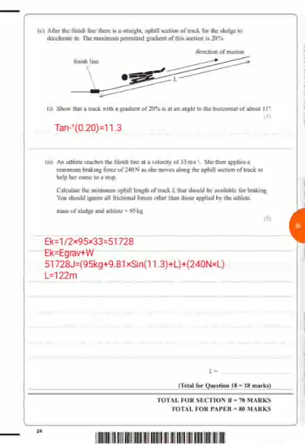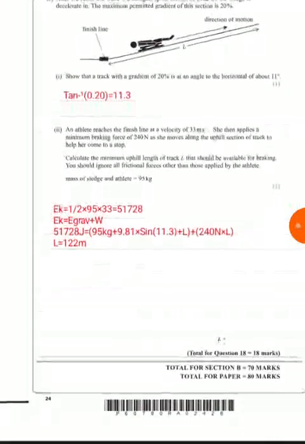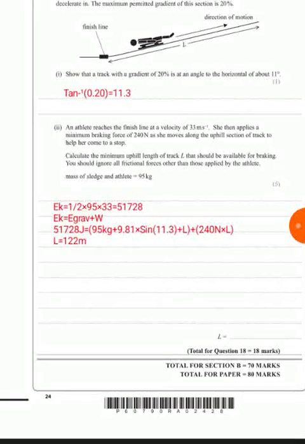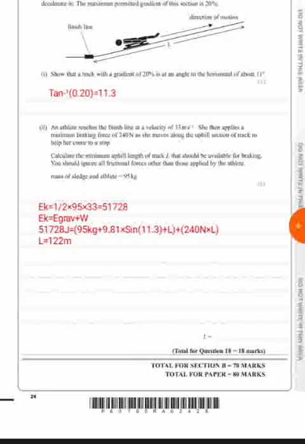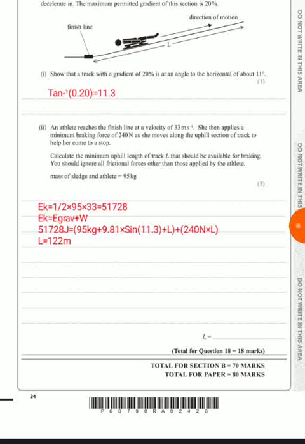Roman numeral 2. An athlete reaches the finish line at a velocity of 33 meters per second. Then she applies a minimum braking force of 240 newtons as she moves along the uphill section of track to help her come to a stop. Calculate the minimum uphill length of track L that should be available for braking. You should ignore all frictional forces other than those applied by the athlete. Mass of sledge and athlete equals 95 kilograms.